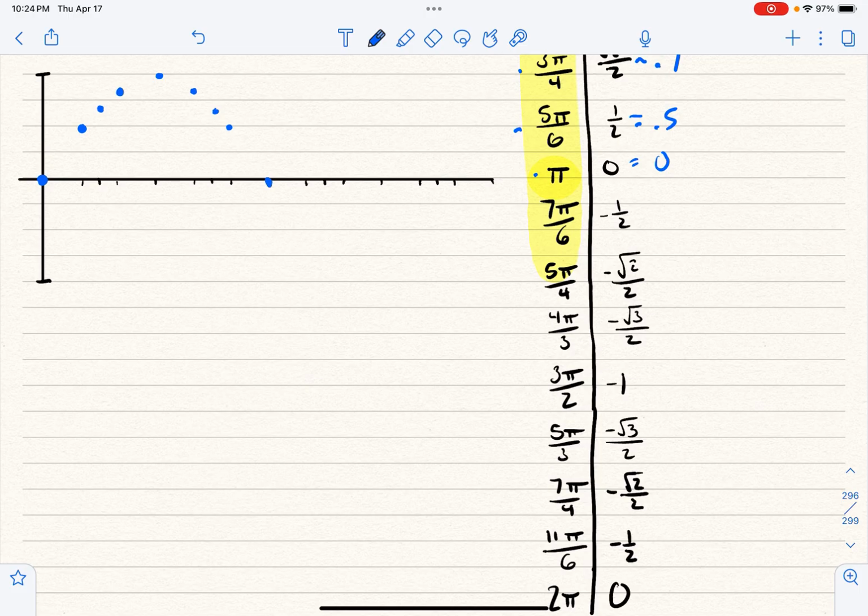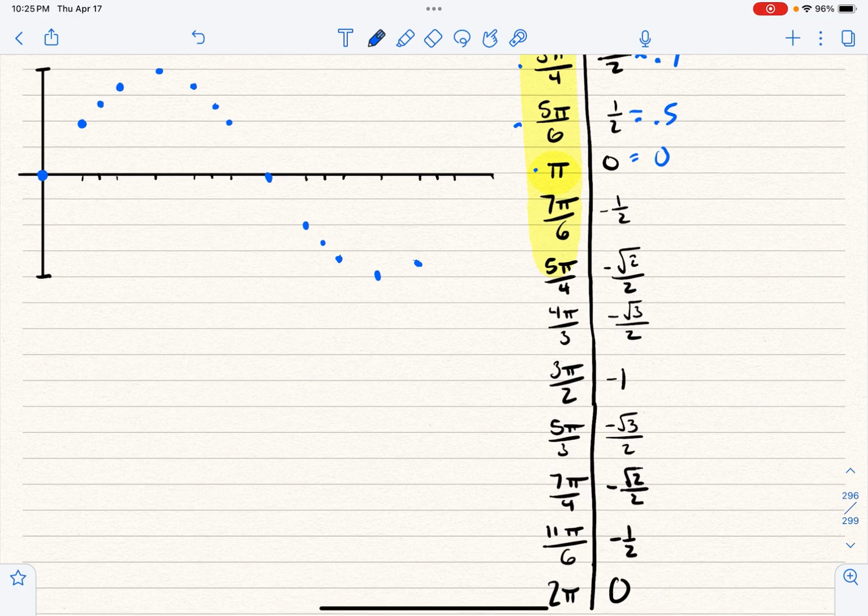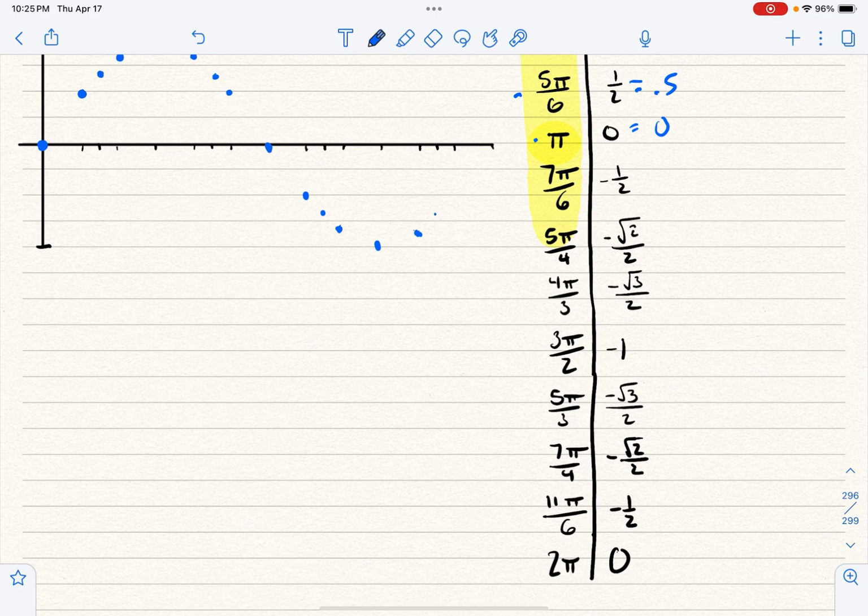7 pi over 6 is negative 1/2. That puts me right here. 5 pi over 4 is negative 0.7. So that's going to put me right about here. 4 pi over 3 is negative 0.87. So it's going to be about here. And 3 pi over 2 is negative 1. Here. 5 pi over 3 is negative 0.87. 7 pi over 4 is that negative 0.7. And 11 pi over 6 is negative 1/2. And 2 pi is 0.